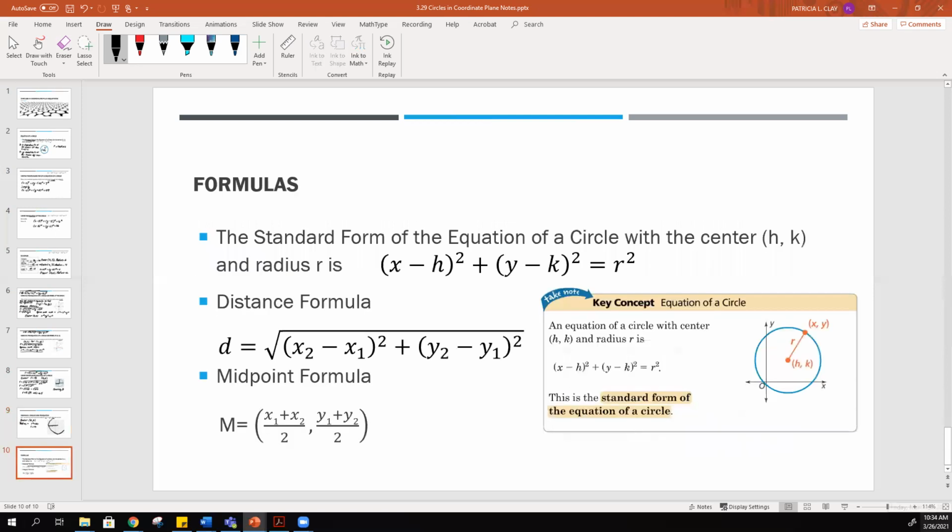Finally, I have some formulas for you, just to make sure you have them in case you need them, in case you didn't catch them earlier in the video. All right, that's all for now. Remember that equation of a circle is one of your 5 words that you have to have for your project.